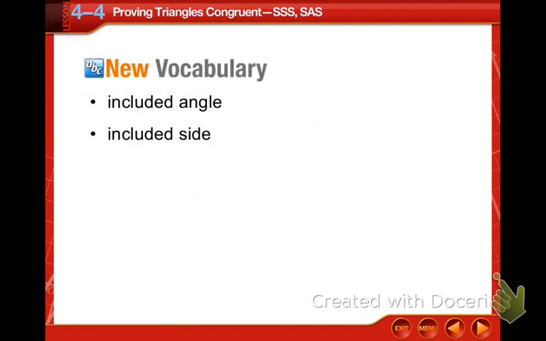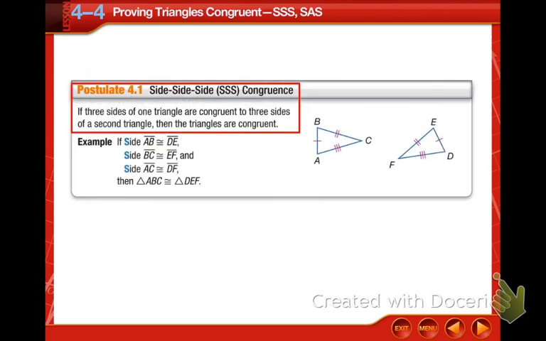So our vocab words for today are included angle and included side. Side, side, side congruence: if 3 sides of one triangle are congruent to 3 sides of a second triangle, then the triangles are congruent.